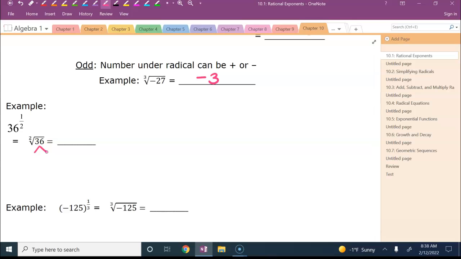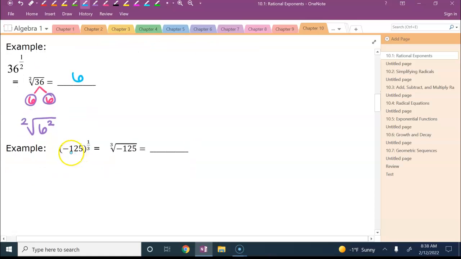Now because I'm dealing with a square root, I want to try to think of a group of 2, so a number times itself. So like 6 times 6 would be 36. And so when I find my group of 2, this would be the same thing as rewriting it like this, the square root of 6 squared. And then the square root and the power of 2 are going to cancel each other off. And so that 6 is just going to come out and be our final answer here.